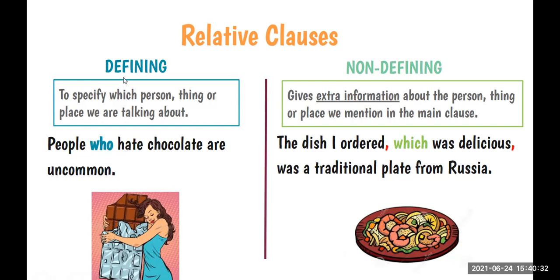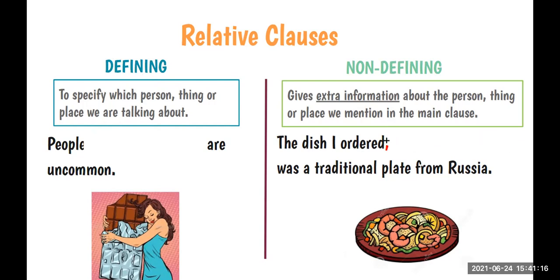Algo que quiero que noten también en las defining relative clauses, si sacamos nuestra relative clause, si la eliminamos, la oración no está completa, no tiene un significado completo. ¿Ok? People are uncommon no tiene un significado completo. Entonces, esa es otra de las diferencias. La relative clause le da el significado a la oración en las defining relative clauses. En cambio, si sacamos esto, nuestra oración queda perfectamente completa, el sentido de la oración se puede entender y no es solo extra information. ¿Ok?